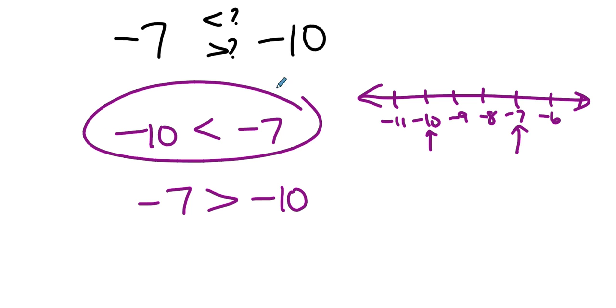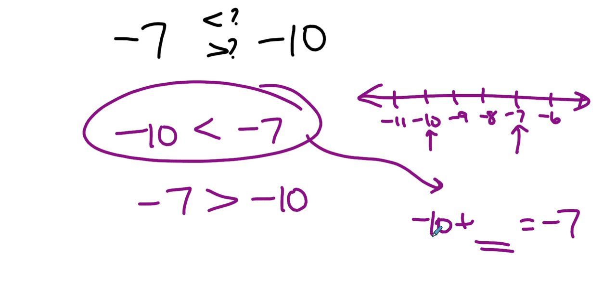Consistent with our definition, we know that this is true because there is a positive number that we can add to negative 10 and get negative 7. What is that positive number? That positive number is 3.